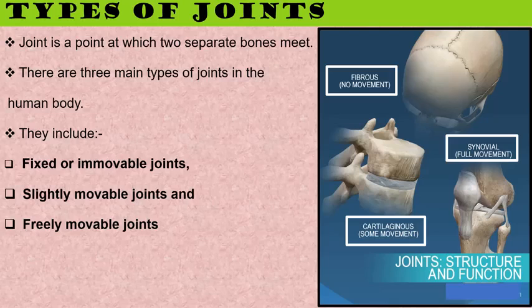Partially movable joints. These joints allow partial movement of bones. For example, the joint between two vertebral bones and the joints between ribs and breastbone. In case of freely movable joints, one bone moves freely on the other. Such joints are found in the shoulder, hip, knee, elbow, ankle, and wrist.